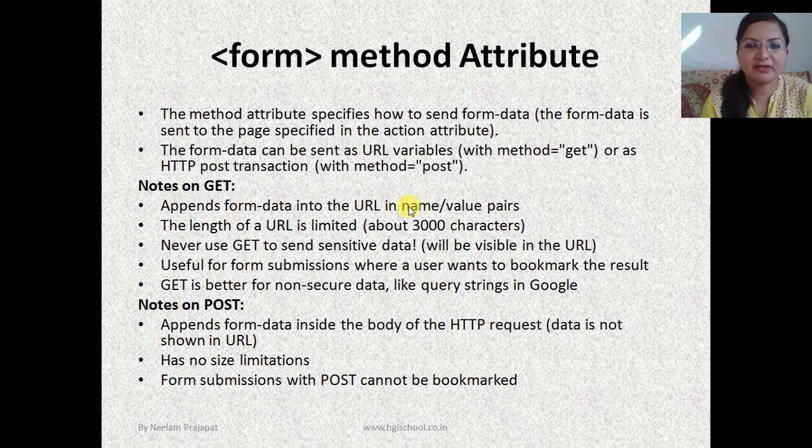So now we'll study get. It appends form data into the URL in name-value pairs. Name and value, everything will be seen in the URL when it is sent to the next page. The length of the URL is limited, up to 3000 characters, and never use get to send sensitive data because it is visible to all. Sensitive data like passwords should not be sent this way. It is useful for form submission where a user wants to bookmark the result.